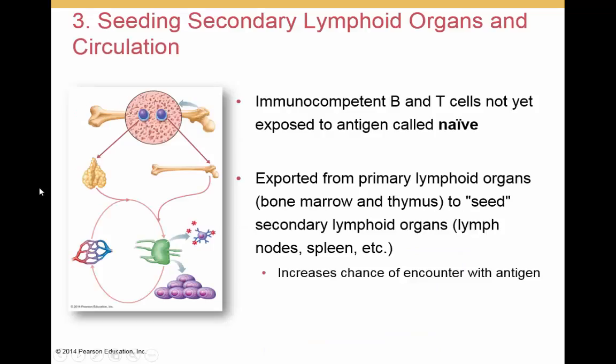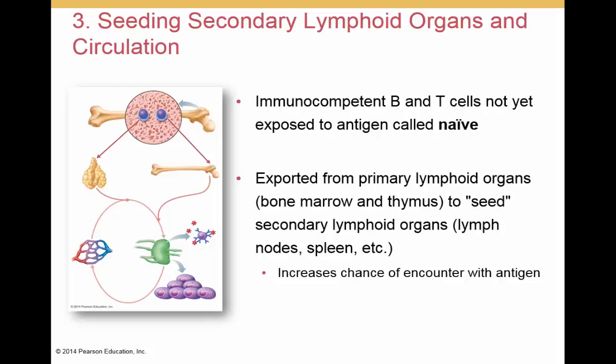So we have gone through immunocompetence, but they are naive, right? They're just getting out of school. They haven't had any real world experience yet. They are going to head off to lymph nodes, to secondary lymphoid tissues, okay, spleen, things of that nature, and hang out for a while.